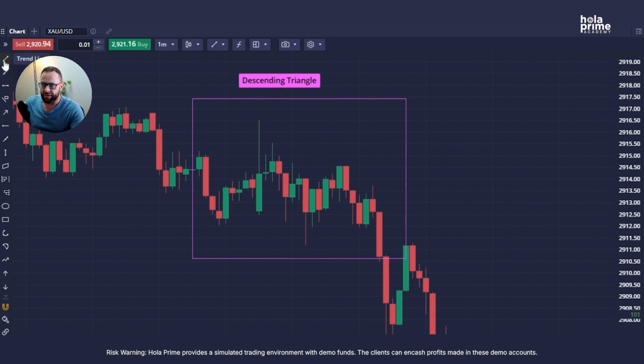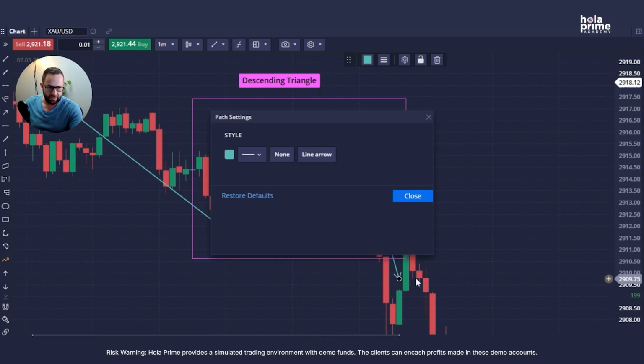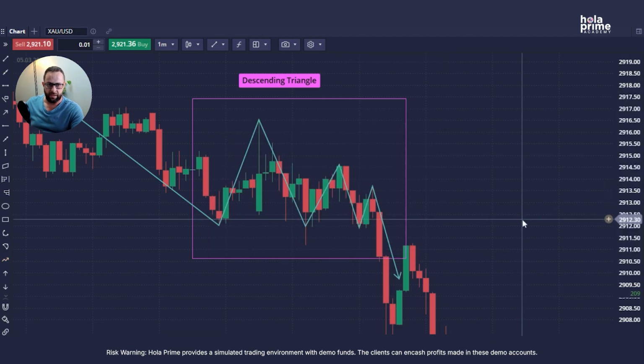To show you the actual formation, we've got a situation where price moved lower. Let me first get my path tool out. During a trend, price finds support and starts making its way up, makes its way lower, makes its way up, makes its way lower, makes its way up, and then finally we get a breakout back to the downside again.